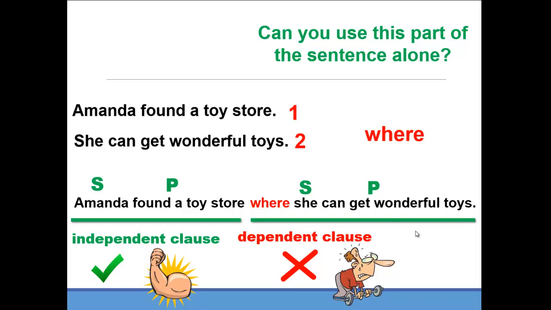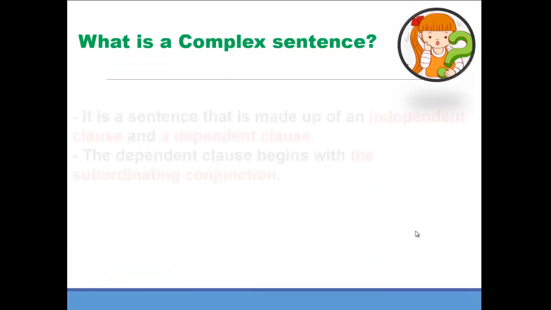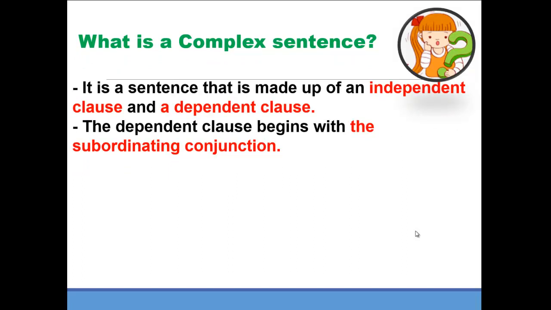Excellent. So, the independent clause and the dependent clause, all together, they make up a complex sentence. What is a complex sentence? A complex sentence is a sentence that is made up of an independent clause and a dependent clause. So a sentence with an independent clause and a dependent clause is called a complex sentence.